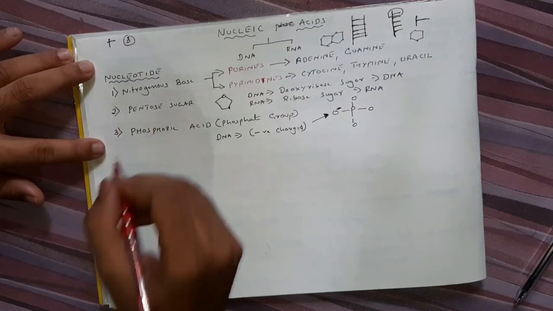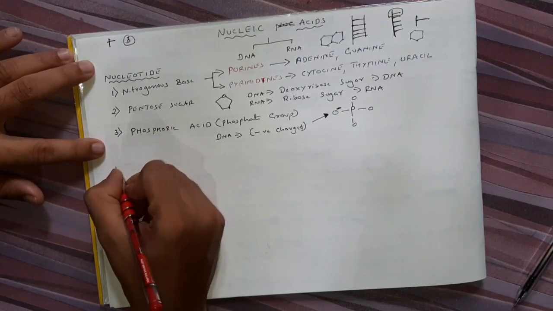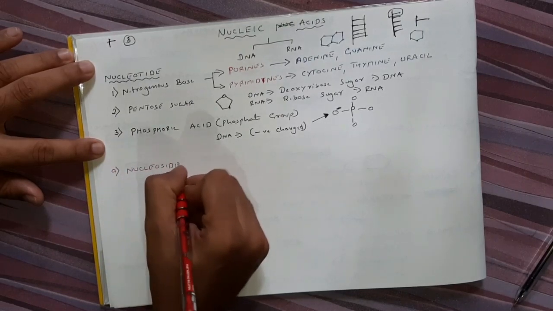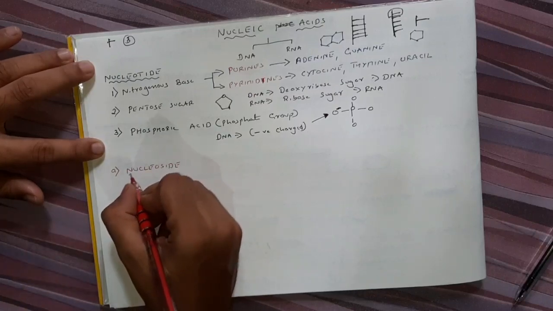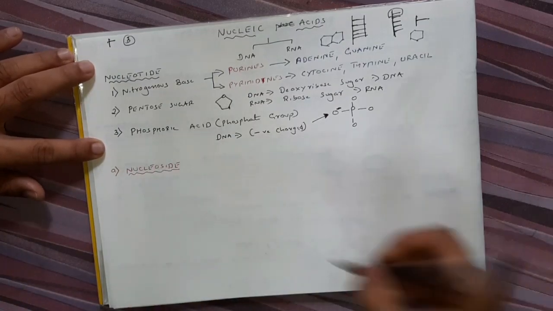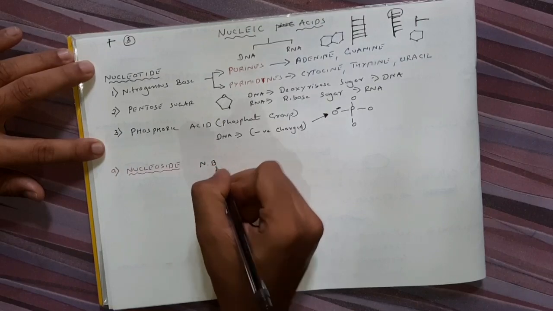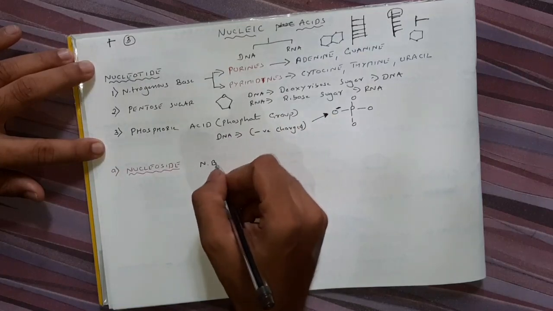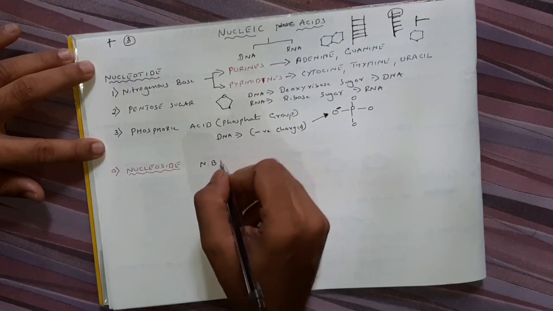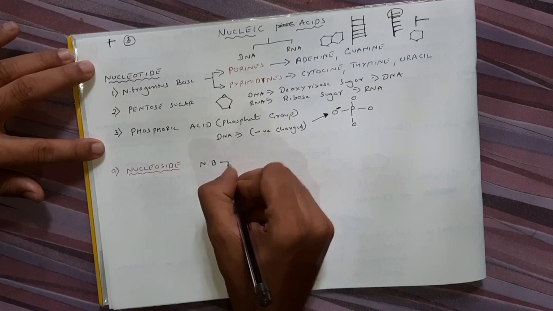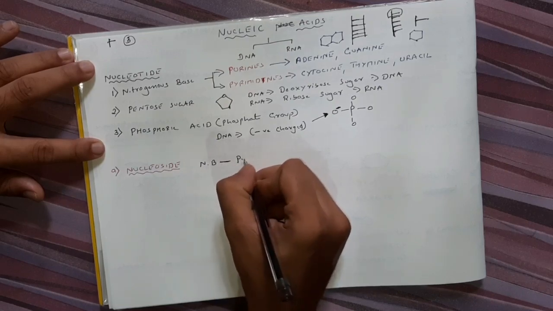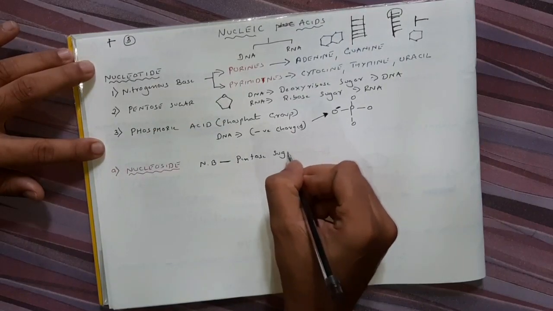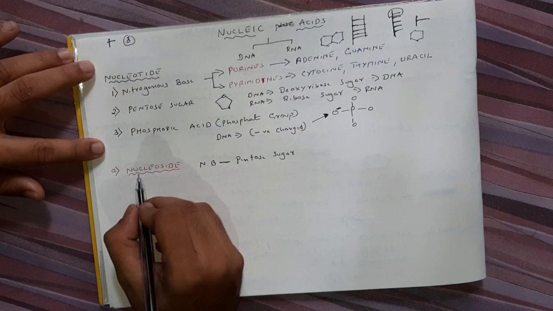For example, let me just write a word here. Okay, simple. That word is nucleoside. What is this nucleoside in DNA or RNA? Very simple. Okay, let me just write. When any nitrogenous base, it could be adenine or guanine or cytosine or thymine or uracil, it doesn't matter actually. Whether it is in DNA or RNA, that also doesn't matter. Okay, when a nitrogenous base is linked to a pentose sugar, then the structure is called a nucleoside.